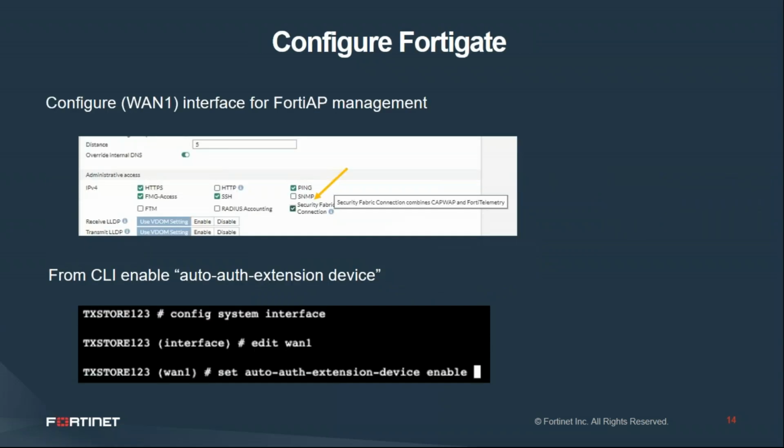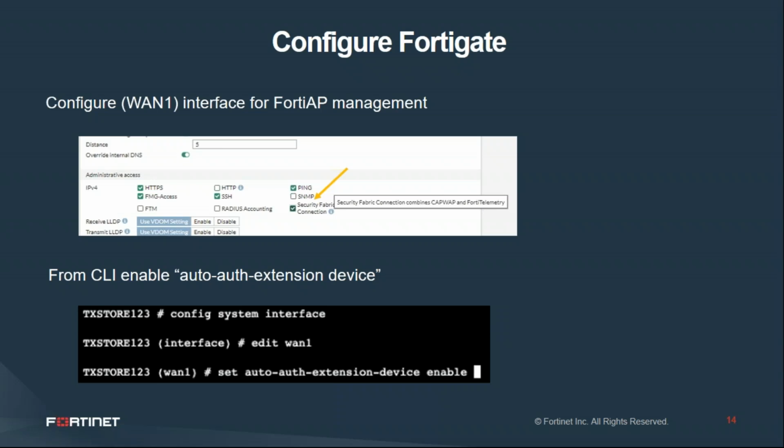Once that tunnel is established, then you can actually start managing and configuring your access point. Now, there is some configuration required on the FortiGate itself to allow that remote AP management and configuration. Typically, with remote APs, you're going to be managing those access points on the WAN 1 interface of the FortiGate.